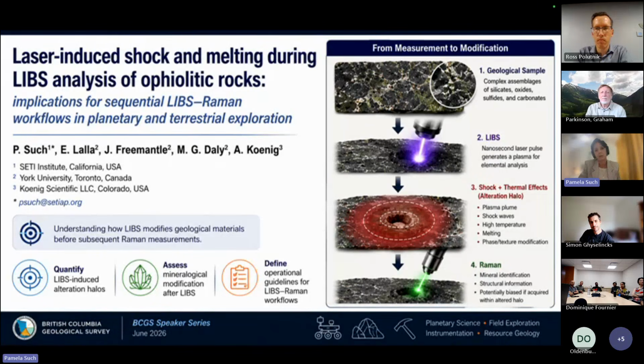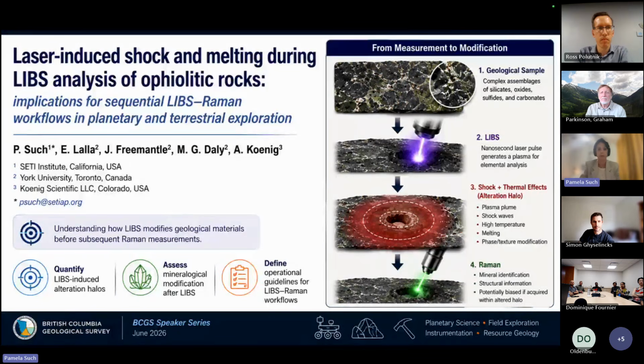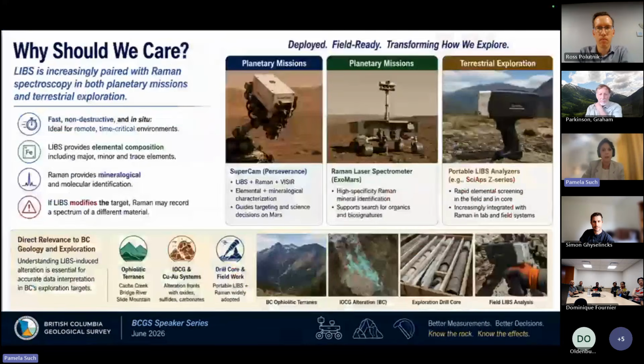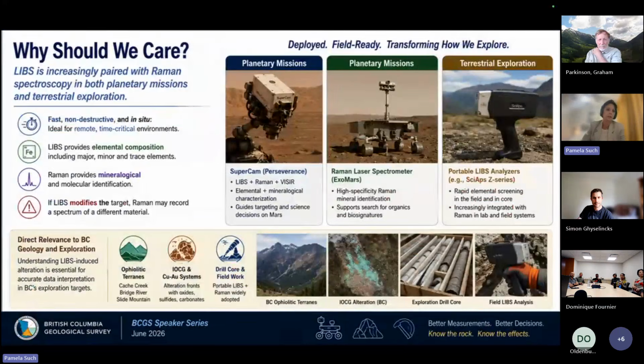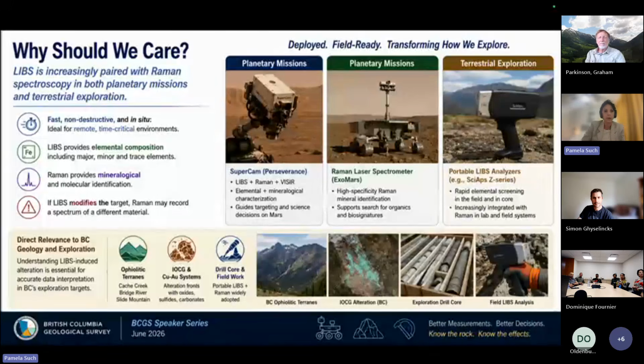So basically, what we did was understand how LIBS can modify the geological materials that we were analyzing. What will this imply when we are performing other analyses? In our case, we did Raman and others. So why should we care? Because LIBS is increasingly paired with Raman spectroscopy in both planetary missions and terrestrial exploration.